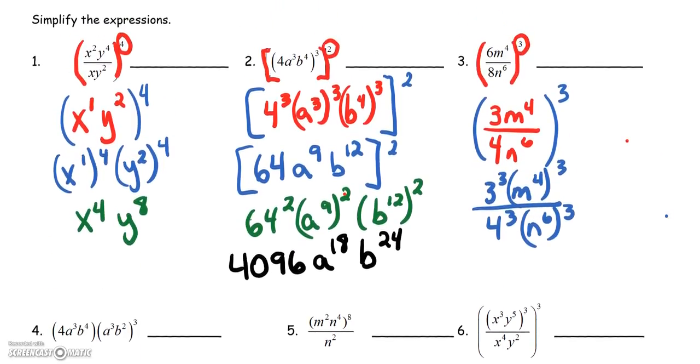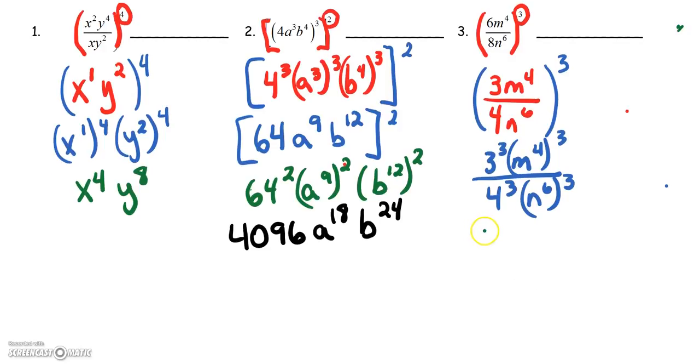Scoot down just a little bit so we have a little more room to work. 3 cubed, of course, is 27. M to the fourth to the third, powers to powers, means multiply the exponents, so m to the 12th. In the denominator, we have 4 cubed, which is 64, and we have n to the 6th to the 3rd, power to power, multiply the exponents, gives us n to the 18th.